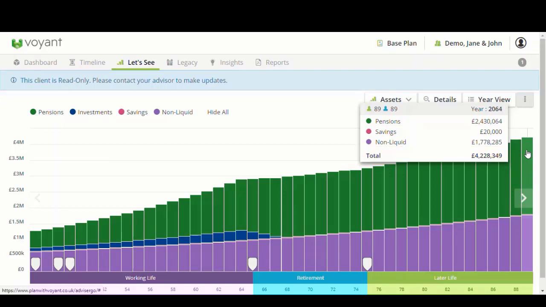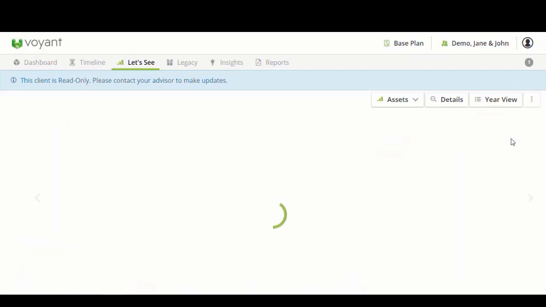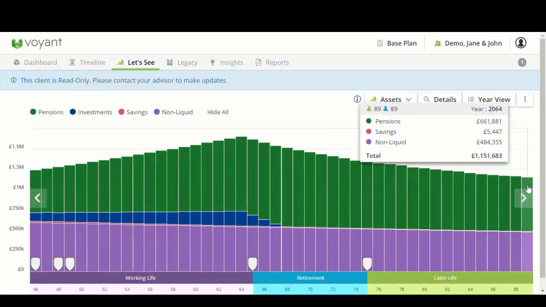If we wanted to give the clients a bit of a reality check, we can do this by looking at this in real terms. If we switched on real money, the chart will redraw, and you can see again, if I hover towards the last line in the chart, that in real terms their assets are now actually worth just over 1 million. A little bit different to the 4 million that we had within the plan.